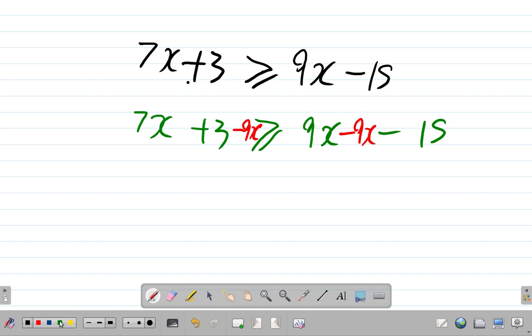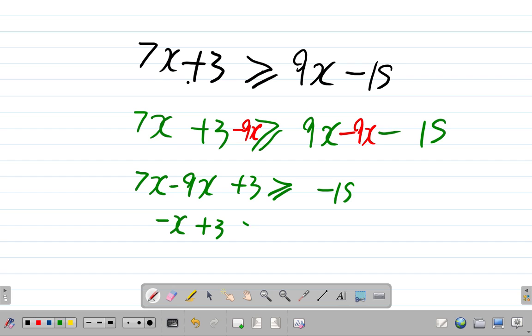So here now, what I have is 7x. Let's put the 9x right in front. You can always do that. Plus 3 is greater than or equal to. Here, 9x minus 9x is 0. So it's negative 15. You see that? Now, what I have is 7x minus 9x is what? It is negative x. Then I have plus 3 is greater than or equal to negative 15.